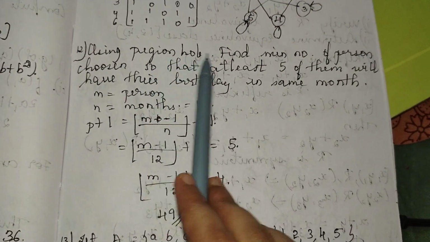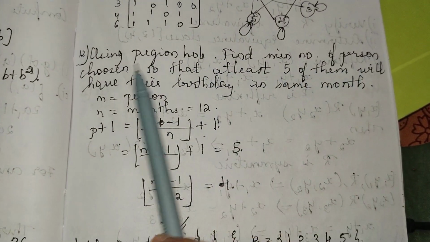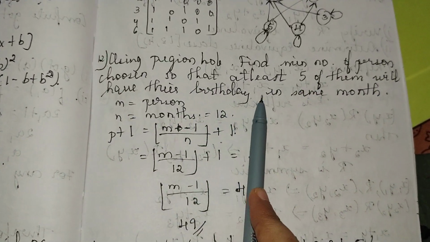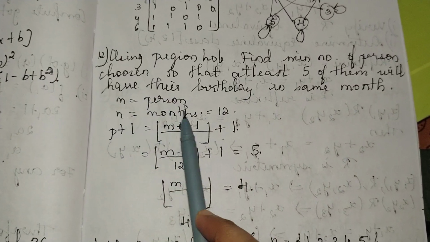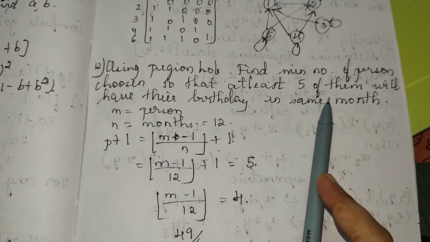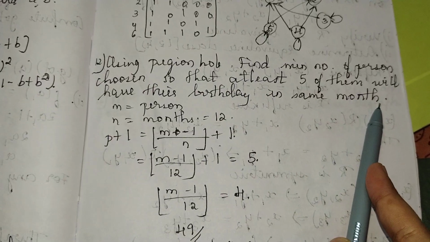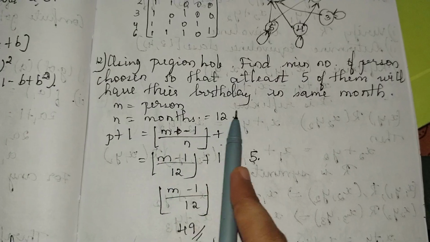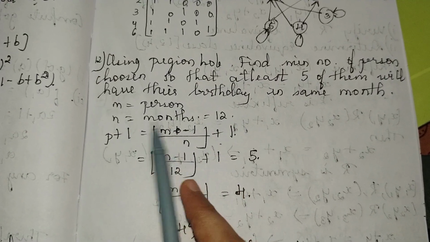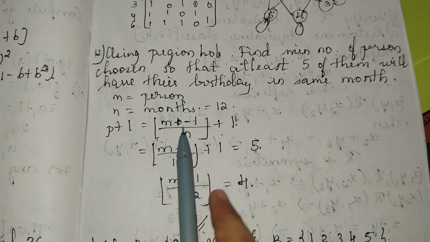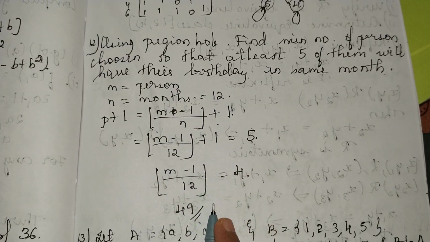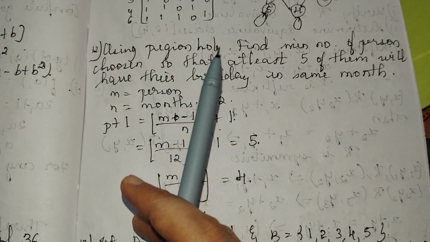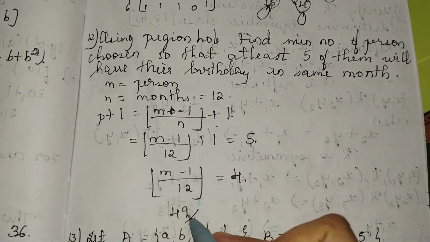Okay, then using pigeonhole we have to find the minimum number of persons chosen so that at least 5 of them will have their birthday in the same month. So M is the person, N is months, because they have told in the question only month, same month, so 12 months. This is the standard formula. N value will be 12, M value we don't know, we have to find it. This P you can neglect because we are finding M. M is only P here, so 49.